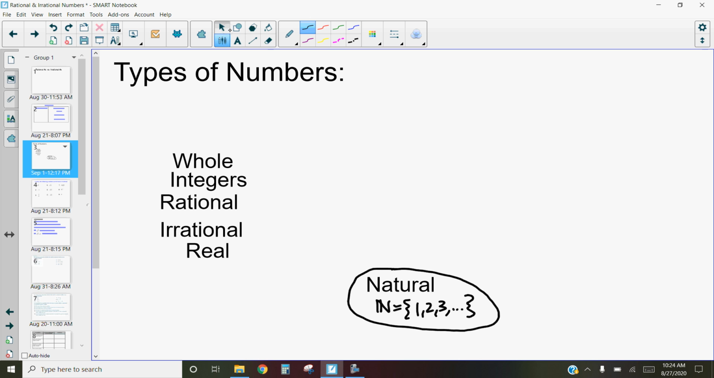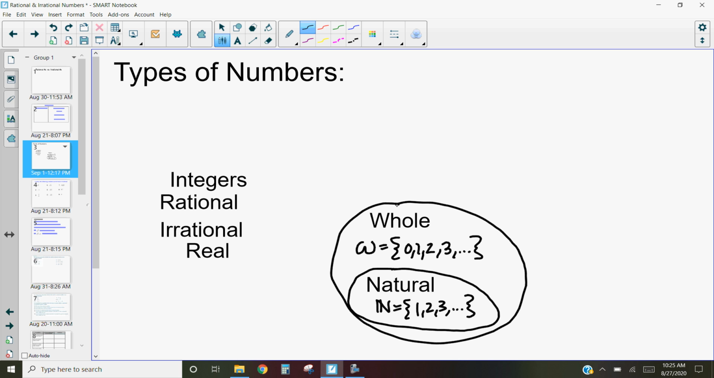Now, the next set of numbers we're going to talk about are the whole numbers. The whole numbers include the natural numbers, but it also includes the number 0. When we're talking about those whole numbers, sometimes we use this scripted W to describe it, but it's 0, 1, 2, 3, etc. So all of those positive integers and 0.